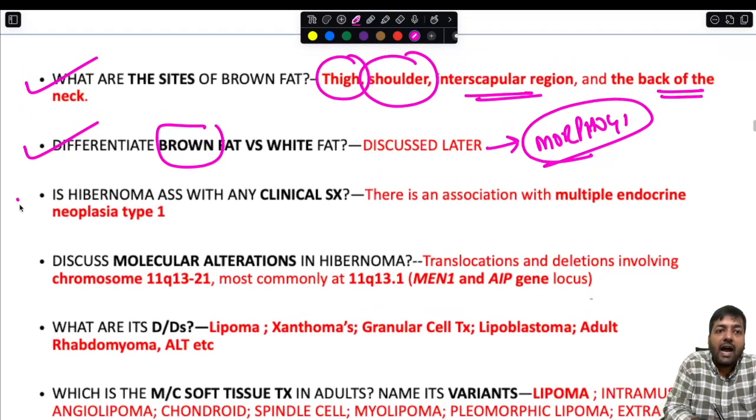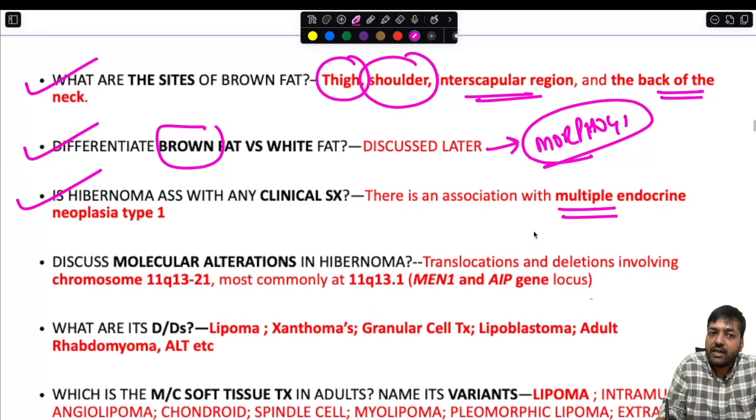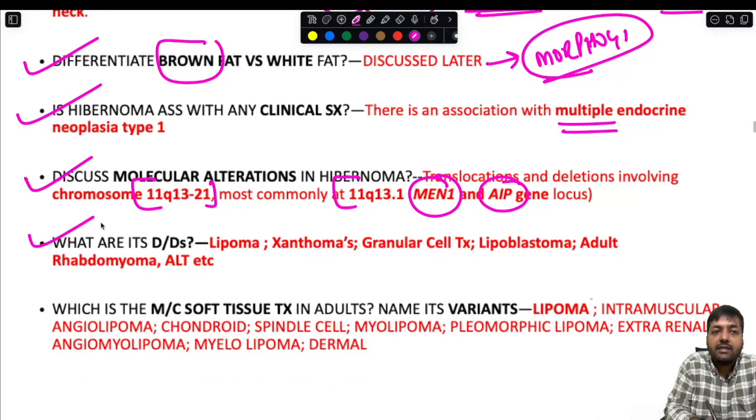Is hibernoma associated with any clinical syndrome? Yes, there is an association with multiple endocrine neoplasia type 1. Discuss the molecular alterations seen in hibernoma. You will see translocations and deletions involving chromosome 11q13 to 21, most commonly at 11q13.1, that is the MEN1 or AIP gene locus. What is its differential diagnosis?